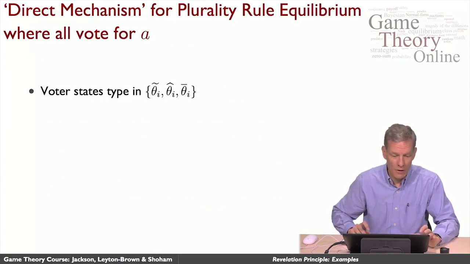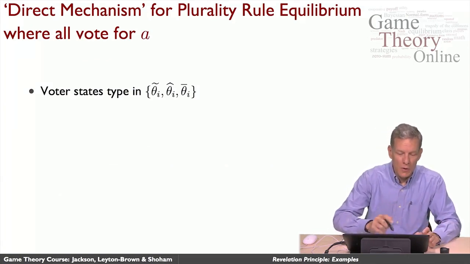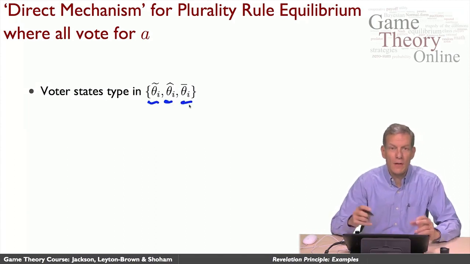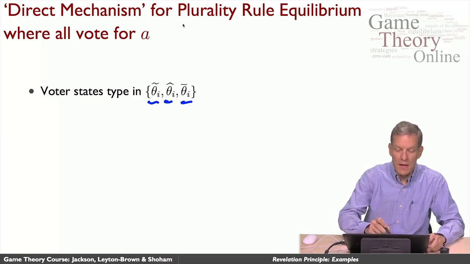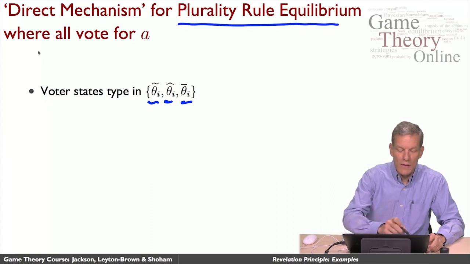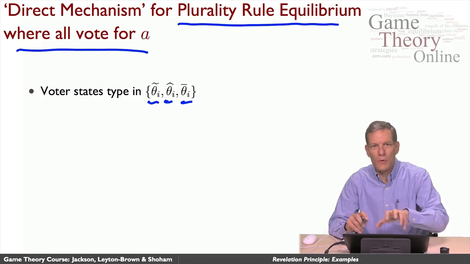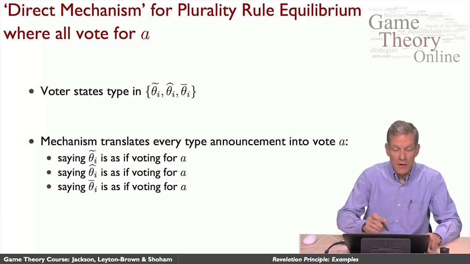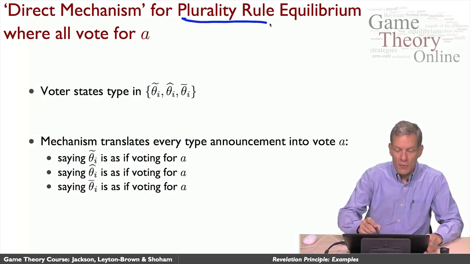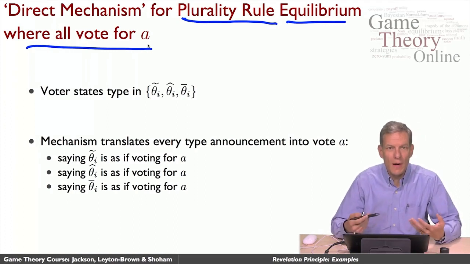So how does that work? Well, now instead of actually casting a vote, what the voter does is just tell us what their preferences are. So they make an announcement that they're one of these three types. Now, if we want to think about the indirect mechanism, which was the plurality rule equilibrium, where all people vote for A, so we think of the mechanism plus what the equilibrium was. Okay, so we can think about one of the equilibria for the plurality rule where everybody was voting for A. So what's the direct mechanism for that?